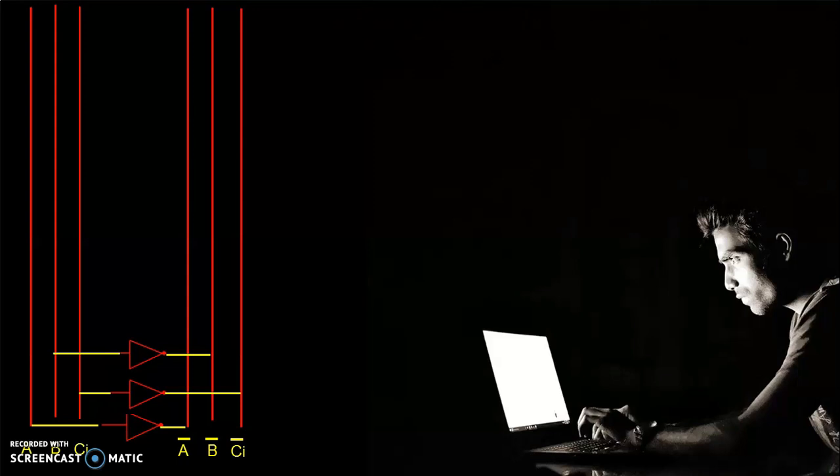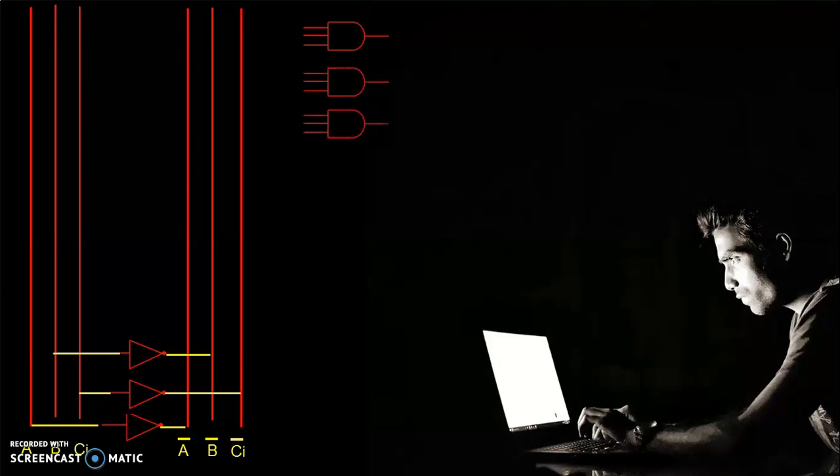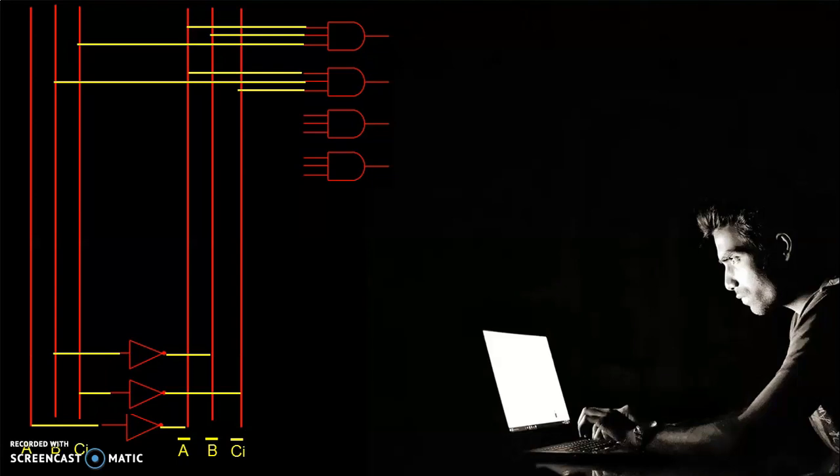Now first for the sum term, we know that we have a total of 4 product terms in the Boolean function of the sum. So we have 4 different AND gates. All AND gates are with 3 inputs. As per the Boolean function, we have product terms, and in each product term, we have 3 literals. So now we connect as per the Boolean function.